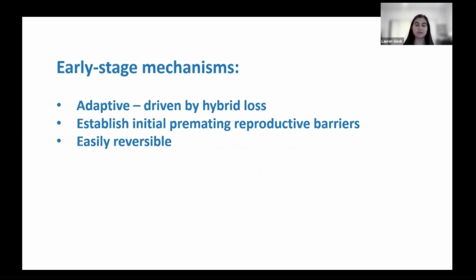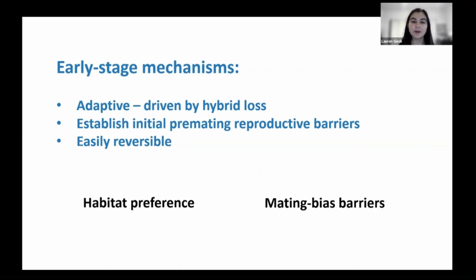Starting with the early stage mechanisms. So as I mentioned, the 2 early stage mechanisms will be habitat preference and mating bias barriers. And both of these barrier mechanisms we found to be adaptive, so driven by the selective pressures created by hybrid loss. Both of these mating bias and habitat preference barriers can independently establish initial barriers because of this, which can then couple with other similar adaptive pre-mating barrier mechanisms to progressively increase pre-mating reproductive isolation and further reduce gene flow.